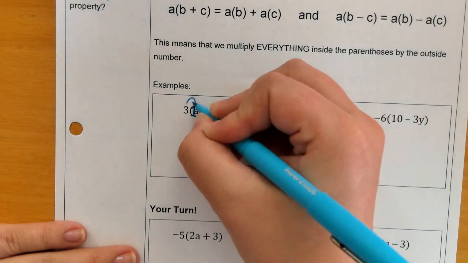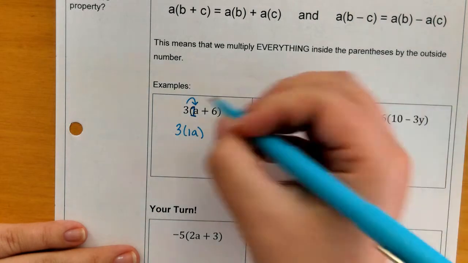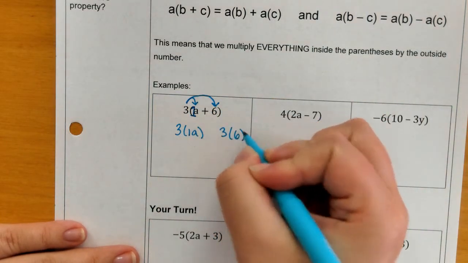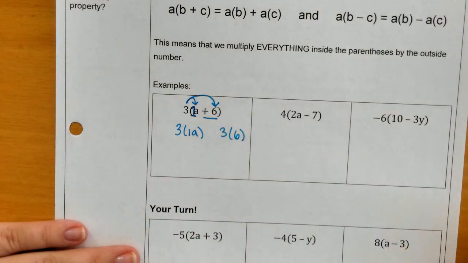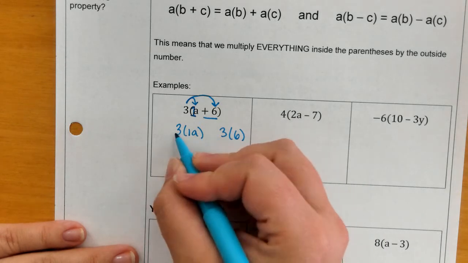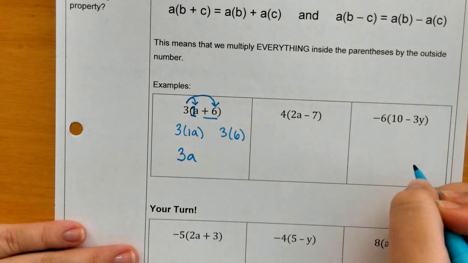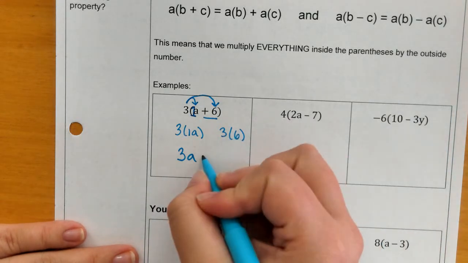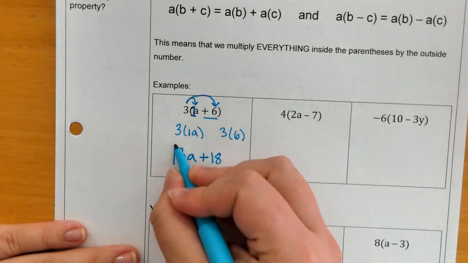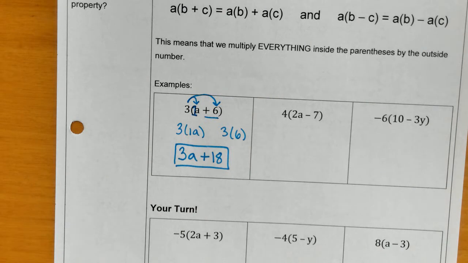So when we multiply this, we'll have 3 times 1A, and then we'll have 3 times 6. We know that this is a positive 6 because there's a plus sign in front of it. To do 3 times 1A, we're going to do 3 times 1, which is 3, and then keep our A. 3 times 6 is a positive 18 or plus 18. And so this is our answer for our simplified expression.